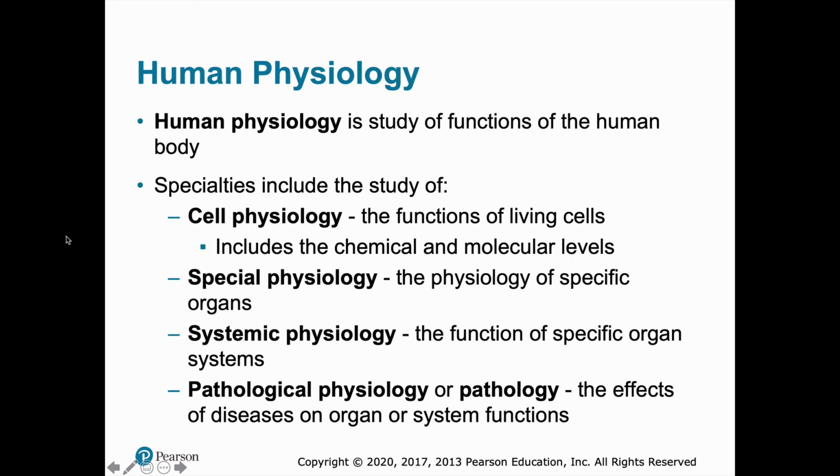So human physiology is the study of functions of the human body, and specialties here include cell physiology, special physiology, where you may study an organ by itself, say the heart or the renal structures of the kidneys, systemic physiology, where you study the activity of a system as a whole, and in clinical settings, pathological physiology or pathology, the effects of disease on organ or organ systems. Now, we will be studying human anatomy and physiology at the systemic or via systemic approach. That is, we'll be learning the 11 systems that make up the human body and their anatomy and physiology.